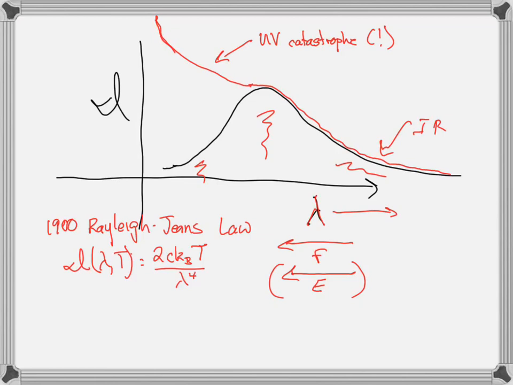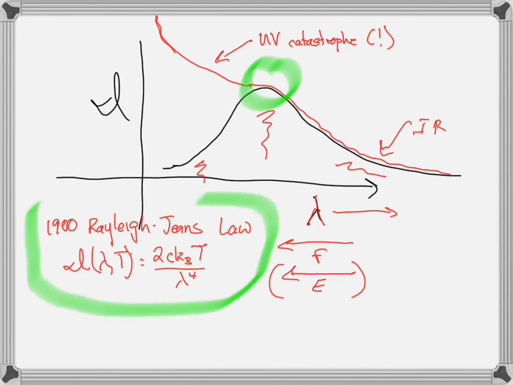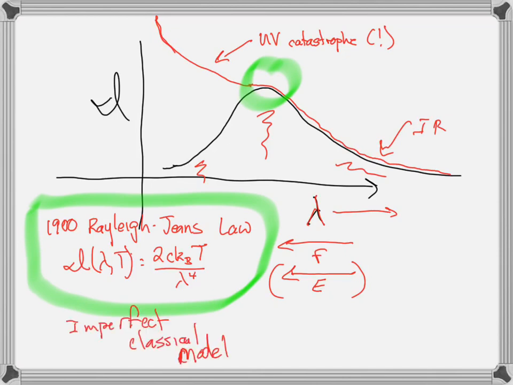I guess I did draw it slightly incorrectly. It doesn't have this little bump here, right? It goes as 1 over lambda to the fourth. And this is the model that kind of works. It works at the infrared end, and it doesn't work at the ultraviolet end. But it's the best classical model we had at the time. Okay, so how do we fix this?